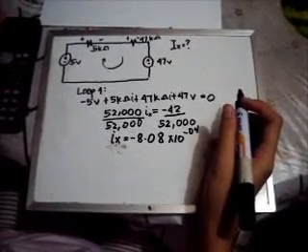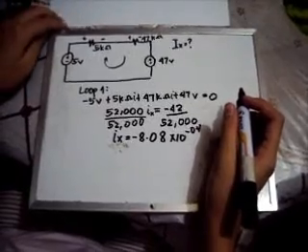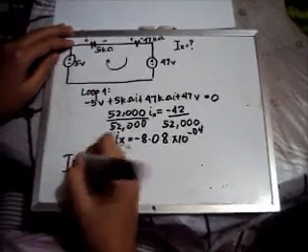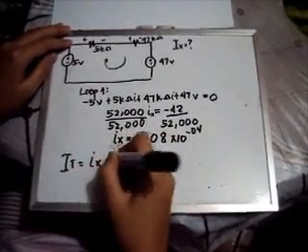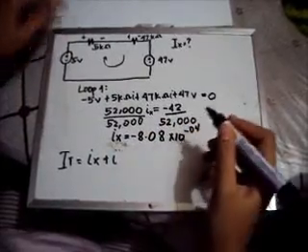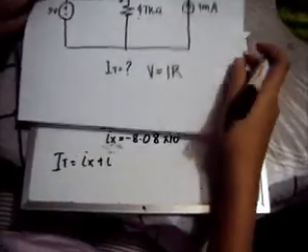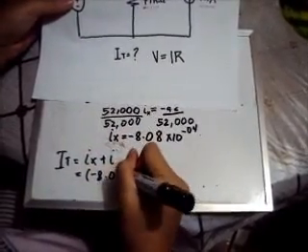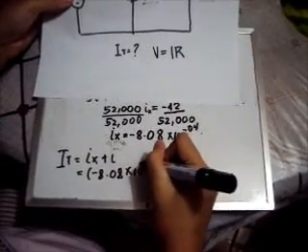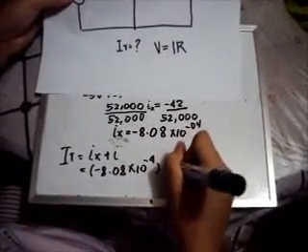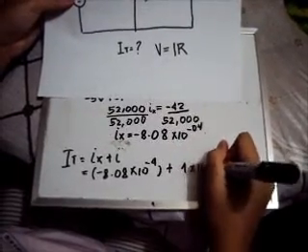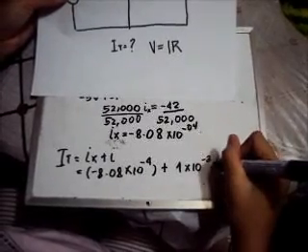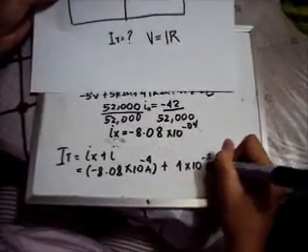Since we're looking for It, we can now solve for It because we're now given Ix plus the given I in this circuit diagram. So negative 8.08 times 10 raised to negative 4 plus 1 times 10 raised to negative 3 amperes.